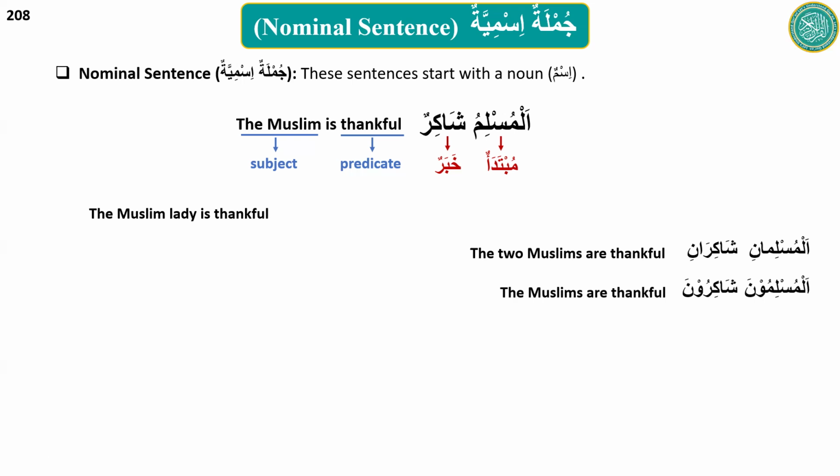Give me the Arabic for this: The Muslim lady is thankful. One Muslim lady. Al-Muslimatun Shakirun. It cannot be al-muslimatun. You know why? First of all, al-muslimatun cannot have a tanween at the end. Why? Do you know? Umar, why can we not have tanween?